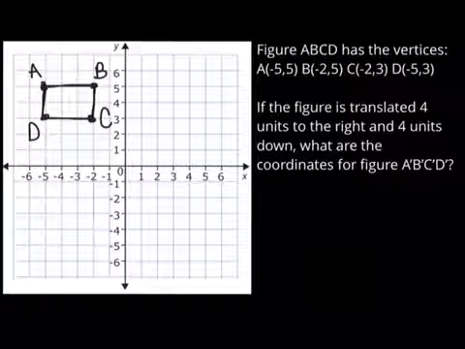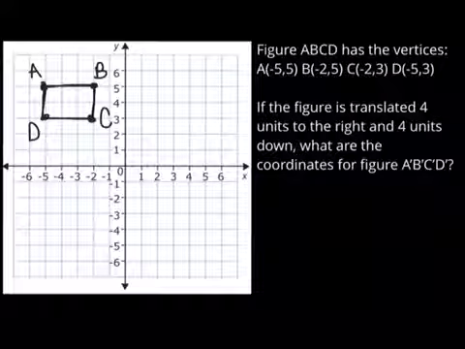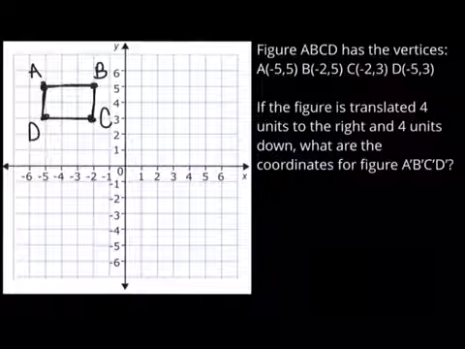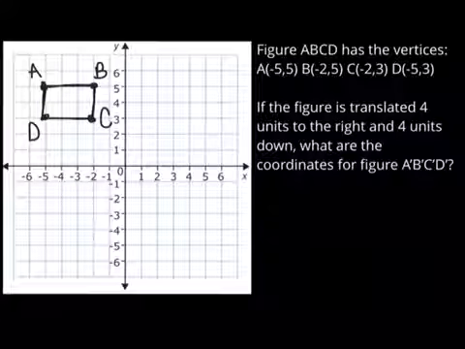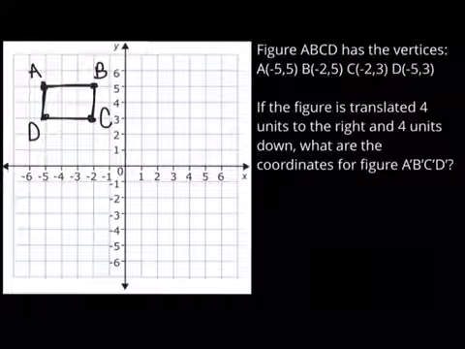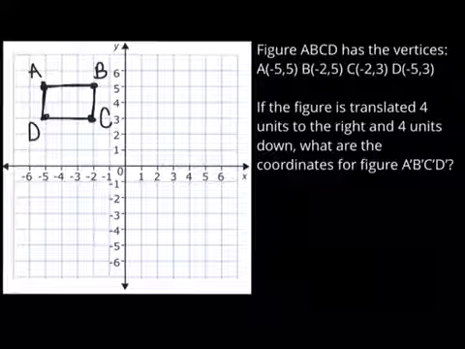So now I'm going to go down to the second part. It says, if the figure is translated 4 units to the right and 5 units down, what are the coordinates for figure A prime, B prime, C prime, D prime? Notice this one actually says coordinates because, again, I can't grade your picture. You're going to have to turn this in to me, alright?